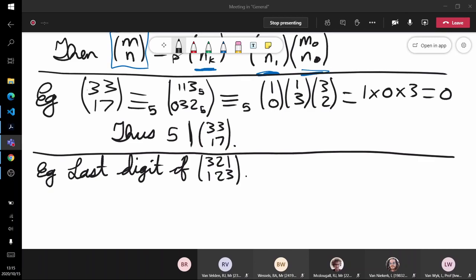Now, whenever we ask for the last digit of something, it's the same as asking what's the remainder when you divide by 10. Now, the thing is that 10 is not a prime number, so we can't use Lucas's theorem directly, but 10 is equal to 2 multiplied by 5. Both of those are prime numbers. So we're going to do Lucas's theorem for 2 and for 5, get those two answers, and then put them together to find out what the last digit of that binomial coefficient is.